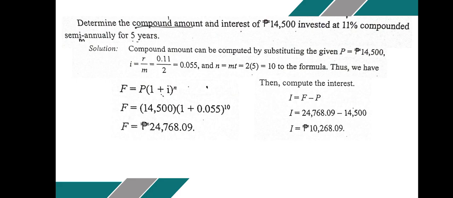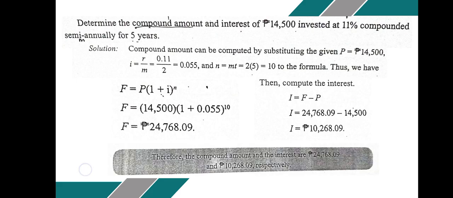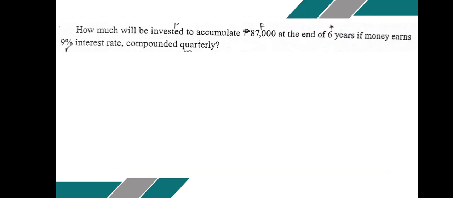And then, since we are looking for the interest here, based on the problem, determine the compound amount and the interest. So, what is the interest? To solve the interest, we just simply subtract the principal from the compound amount. So, our compound amount is 24,768.09 less the principal, which is 14,500. So, that is equal to 10,268.09. Therefore, the compound amount and the interest are 24,768.09 pesos and 10,268.09 pesos respectively.